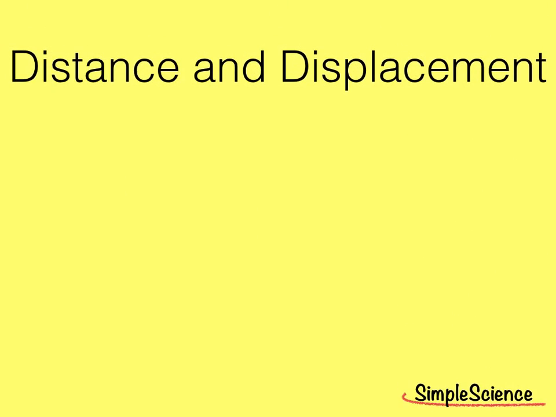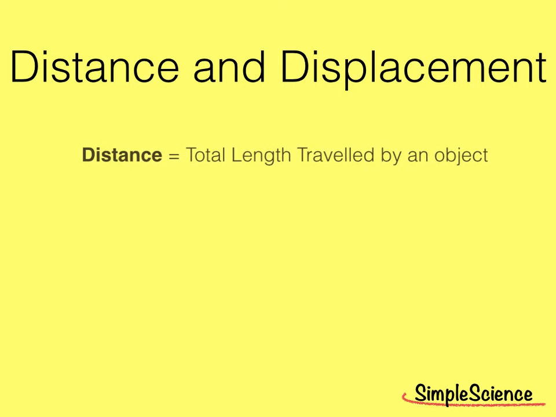Here we go. Distance is considered as the total length traveled by an object, and therefore it is a scalar quantity. So it's literally the distance traveled. If I were to move from point A to point B and I walked 5 meters, then the distance that I traveled would be 5 meters.